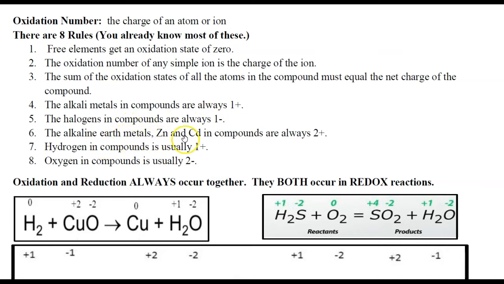Number 6, alkaline earth metals, zinc and cadmium are always a +2 with no exception. Number 7, hydrogen in compounds is usually +1. Sometimes there's an exception. Number 8, oxygen is usually -2. Sometimes there's an exception for that as well.